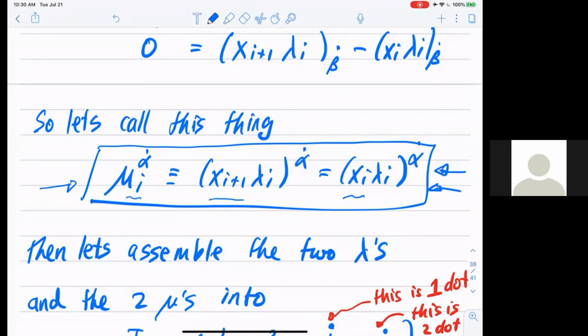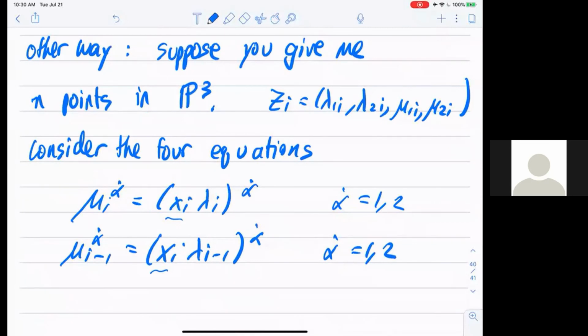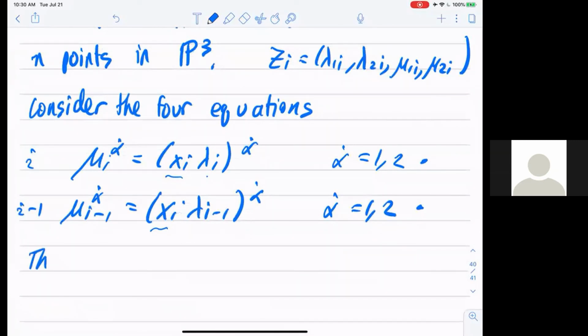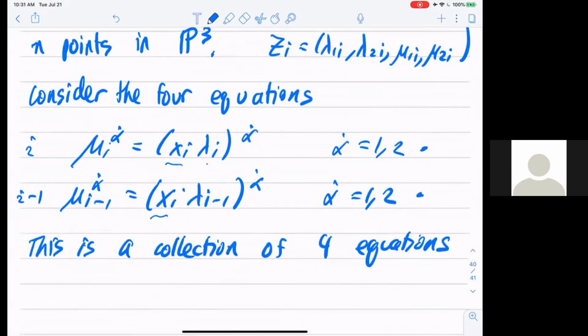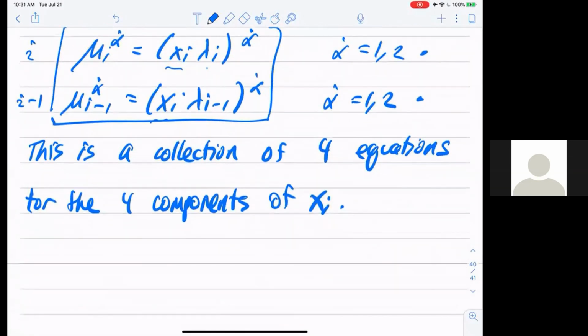But if you give me the full collection of them, I want to ask the question in the other way. I want to set up a set of equations where I have x_i in both sets of equations, and so one of them is going to be the i equation, and one of them is going to be the i minus one equation. Anyway, there are two of these because alpha dot takes two values, and there are two of these because alpha dot takes two. So this is a collection of four equations for the four components of x_i. Remember, you can think about x_i either as a 2x2 matrix or equivalently as a four component vector. Anyway, it has four degrees of freedom. Here are four equations that for general kinematics will allow you to solve for those x_i.